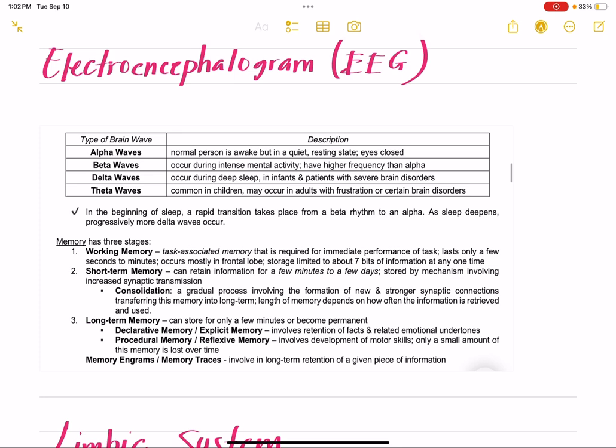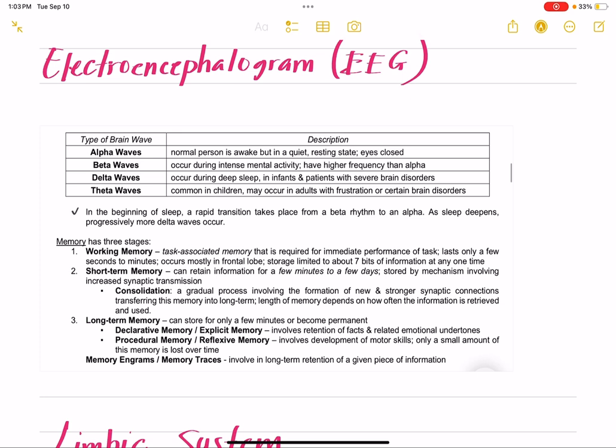So we have types of brain waves. So alpha waves: a normal person is awake but in a quiet resting state, eyes closed. Beta waves occur during intense mental activity and have higher frequency than alpha. Delta waves occur during deep sleep in infants and patients with severe brain disorders. Theta waves are common in children, and may occur in adults with frustrations or certain brain disorders.